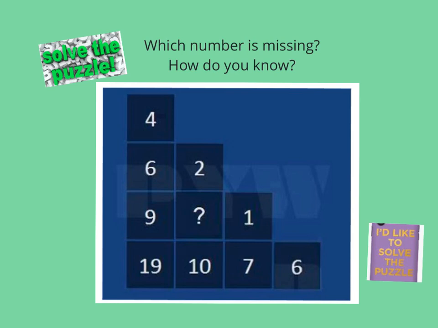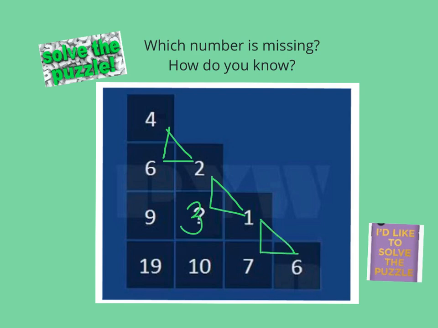Hopefully you spent some time trying to figure out what that missing number is. Here is how you figure it out. The diagonal squares, so for example right here we have 4 and 2. That sum gives you this number here. So 4 plus 2 is 6. 2 plus 1, 3 would fit here.